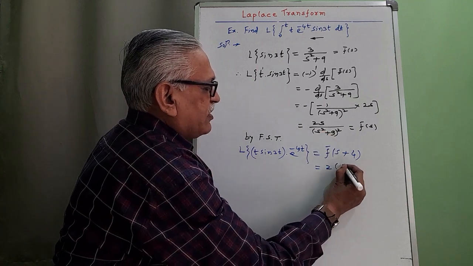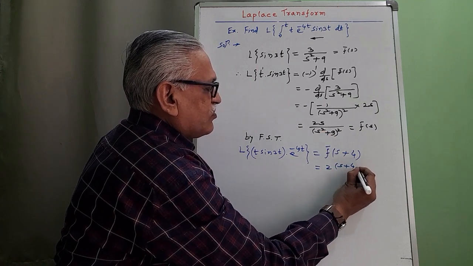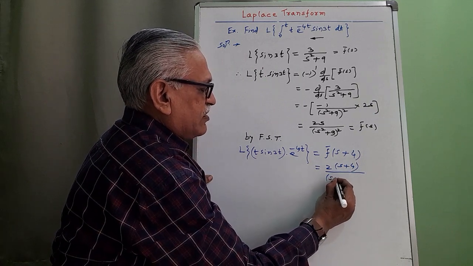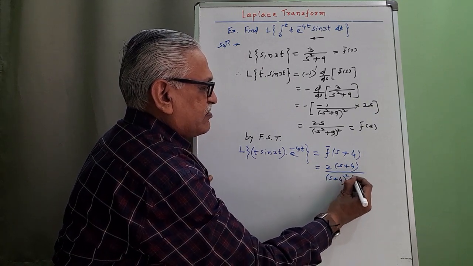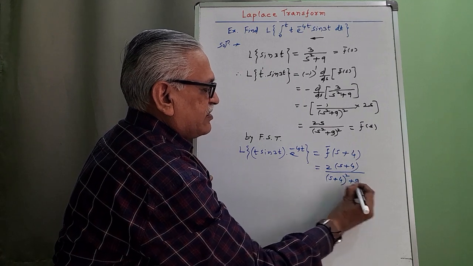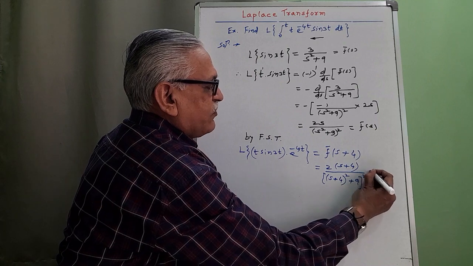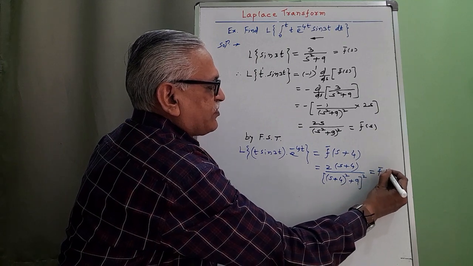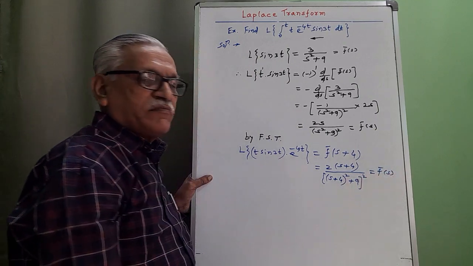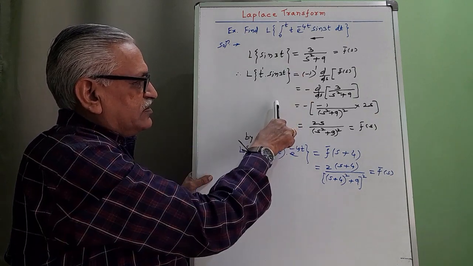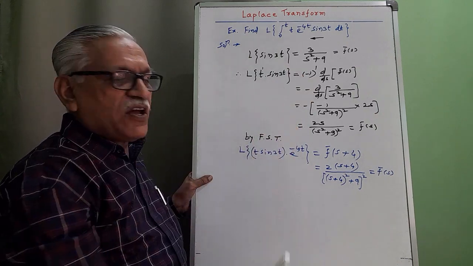6 times s plus 4 whole divided by s plus 4 whole square plus 9, and that bracket raised to 2, and we call again a new f bar of s. Third step I have completed.